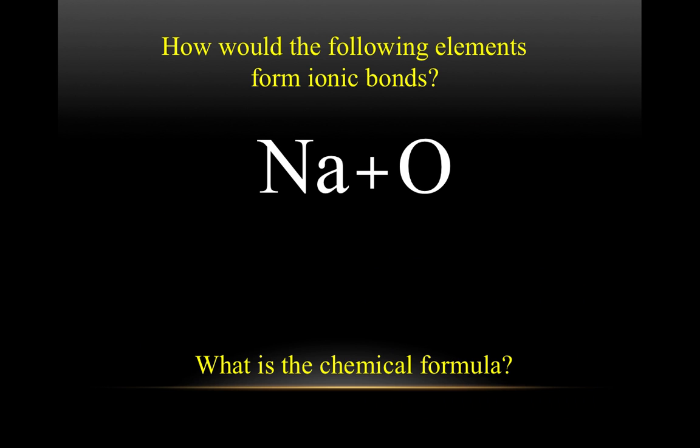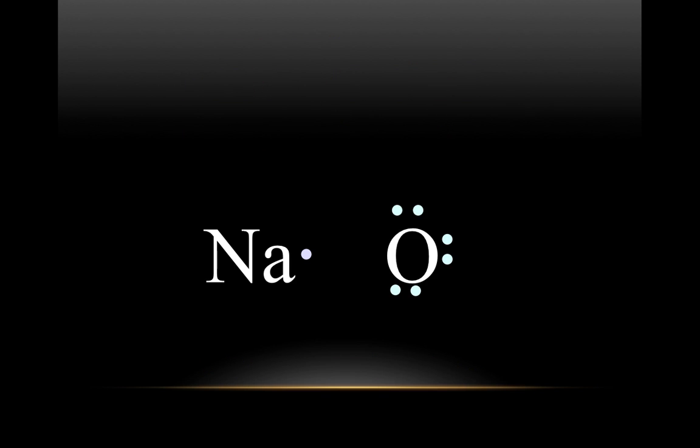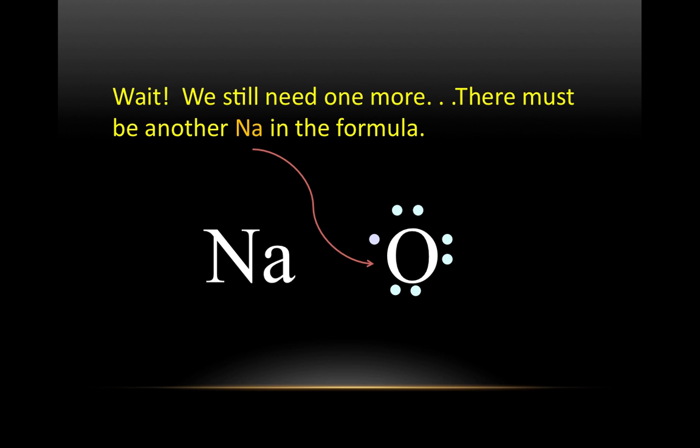How would the following elements form an ionic bond? We have sodium and oxygen. So let's look at the chemical formula of this. We have to determine the chemical formula, and we'll start with our Lewis dot structures. So let's go ahead and do sodium and oxygen. We've seen these two before. Sodium has 1, oxygen has 6. So sodium's going to want to get rid of that electron and give it to oxygen. But oxygen's not happy with just 1 because it still has an empty spot.